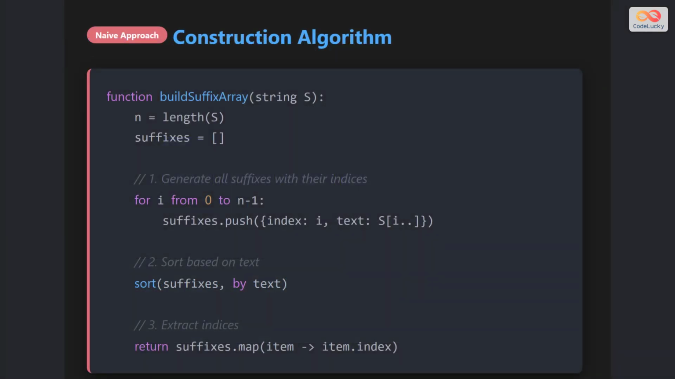Here is the code logic for the naive approach. We create a list of objects containing the index and the suffix text. Then, we simply sort this list based on the text string. Finally, we extract the indices to form our result. It is straightforward, but is it efficient?